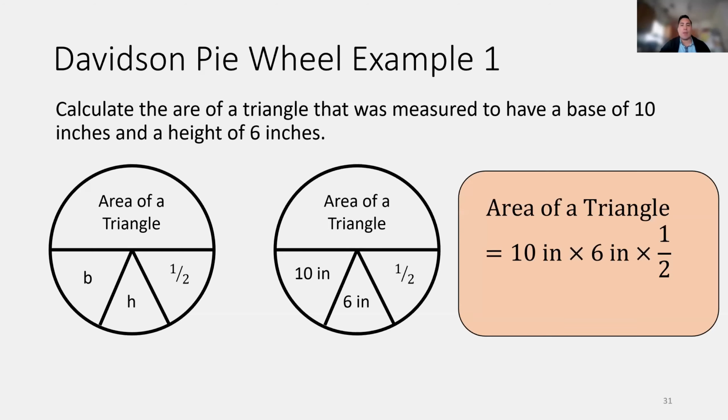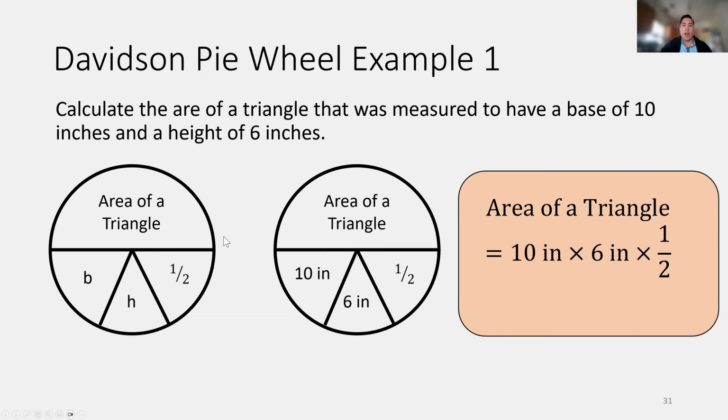So for that first pie, we can replace the B with an H. You don't always have to do this. This is just to show for our example. So the area of the triangle is in our top half, then we have 10 inches as our base, 6 inches as our height, and we keep 1/2. And then we can take those and form an equation out of them.